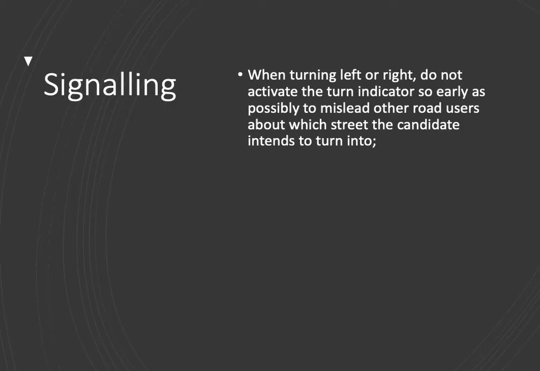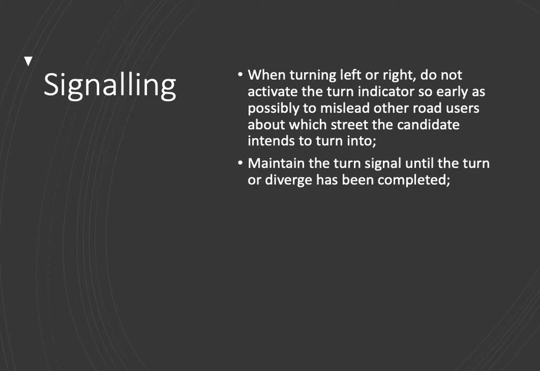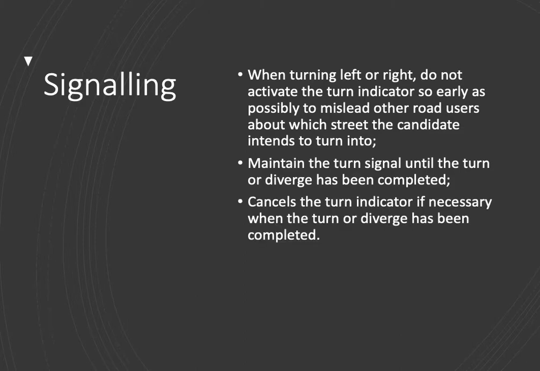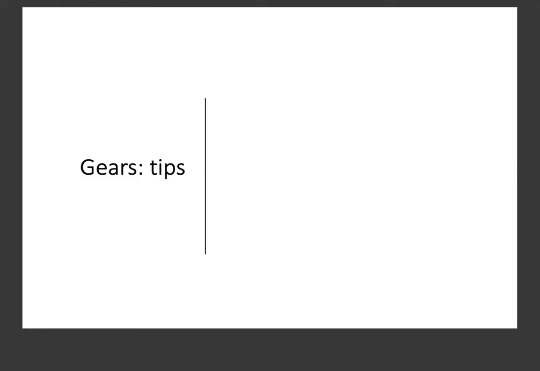Signaling. When turning left or right, do not activate the turn indicator so early as to possibly mislead other road users about which street the candidate intends to turn into. Maintain the turn signal until the turn or diverge has been completed. Cancel the indicator if necessary when the turn or diverge has been completed.